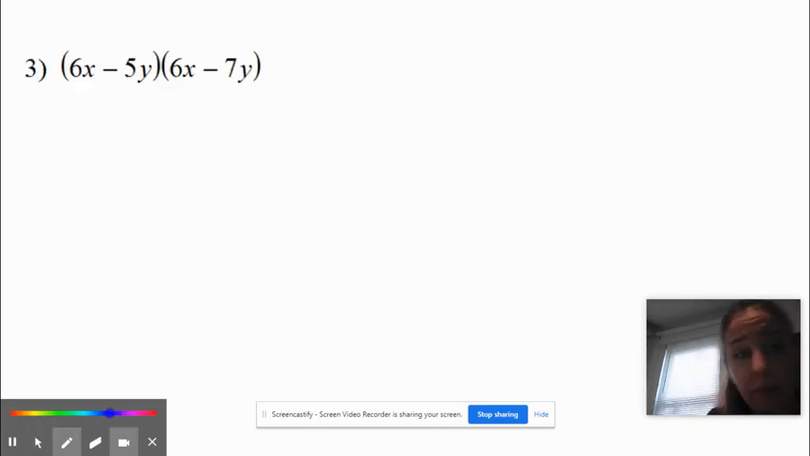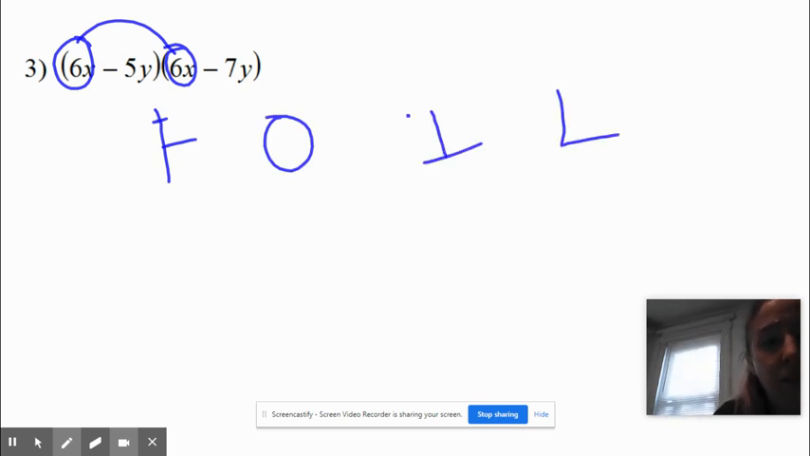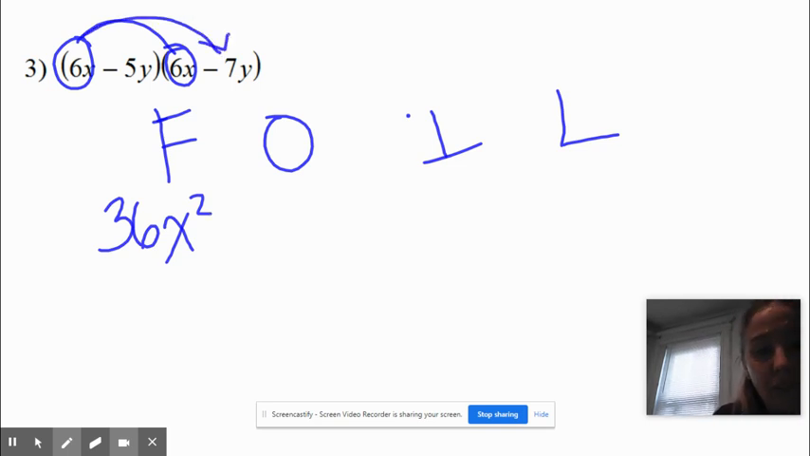All right, question number 3. 6x times 6x, right? Our FOIL. Sorry, 6x times 6x. 6 times 6 is 36. X times x is x squared. 6x times negative 7y is negative 42. And x times y is just xy. Done there. Okay.